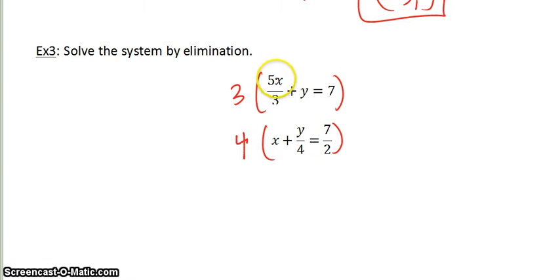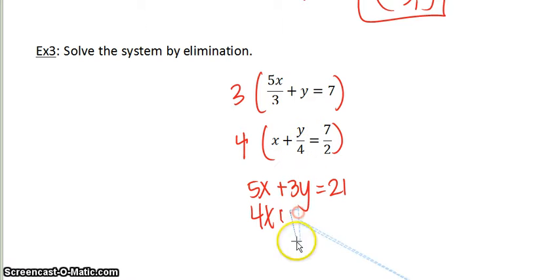So 3 times 5x over 3, the 3's will cancel out, so we'll be left with 5x. 3 times y is 3y, and 3 times 7 is 21. 4 times x is 4x. 4 times y over 4, the 4's will cancel out, so we're left with plus y. Oh my goodness. And 4 times 7 over 2, that's 28 divided by 2, which is 14.